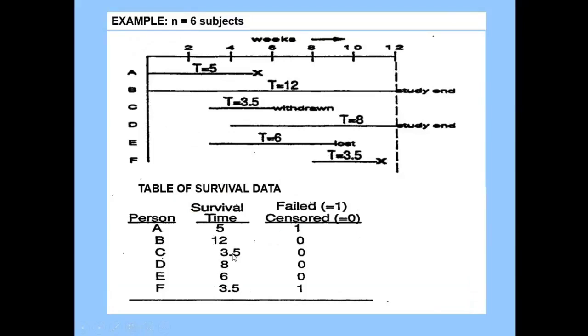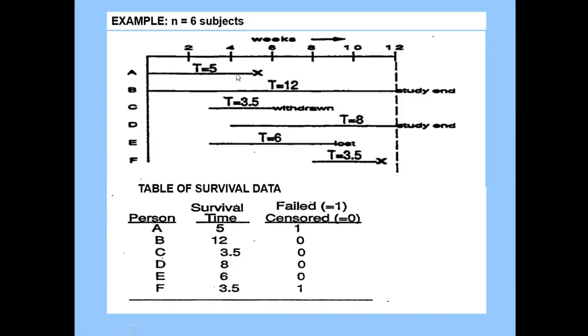Okay, so now let's look at this example. Going on here. Simple example. Here's a study with 6 subjects. First subject A, and it's a study that's 12 weeks. First, subject A is followed for 5 weeks, and X means they got the event. If you see an X, that means they failed. So their survival time is 5.